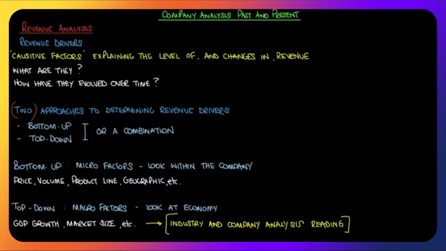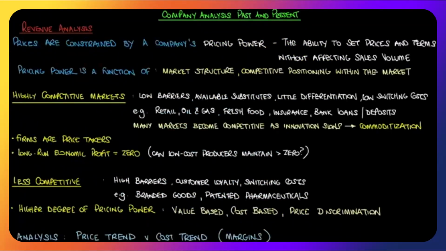This is really what we're going to look at for Warehouse Inc. here, because top down, the macro approach looks outside the company at the economy and says, to try and work out what revenue is going to be, what's driving it, let's look at GDP growth, the market size, within the market size, our position, and so on. That's the next reading. So we'll save that for the next module. Focusing instead here on a bottom-up approach, looking inside the company.